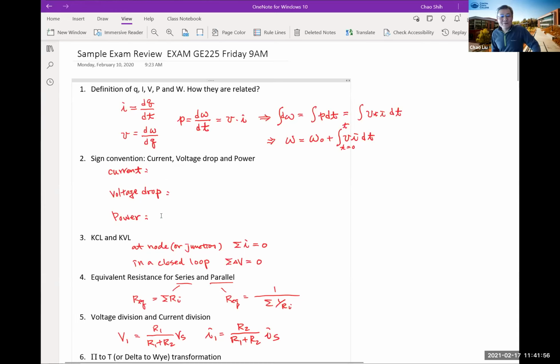Okay, power. If current goes into the positive terminal, then it is a positive power. Positive power means it is a power sink, it consumes power, the device will use the power, which is the resistor. So the resistor always has positive power. If the current goes into the negative terminal, and normally it is the source, then the power will be negative. So when power is negative, it means it is a power generator, a power source.